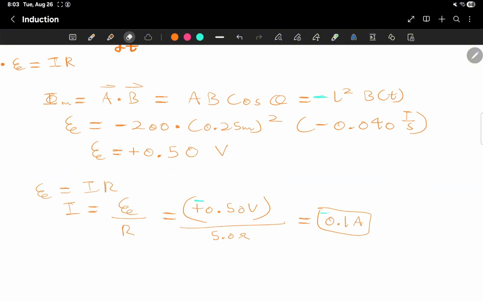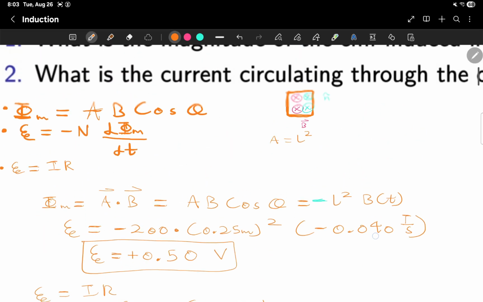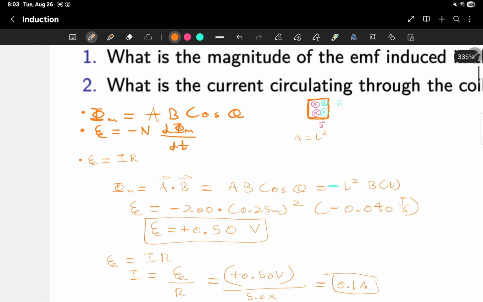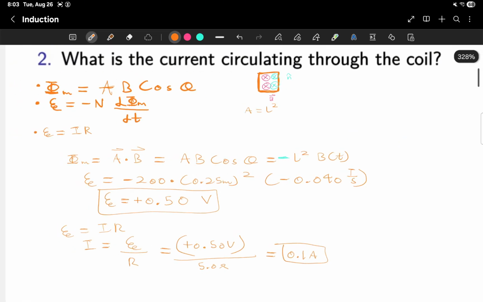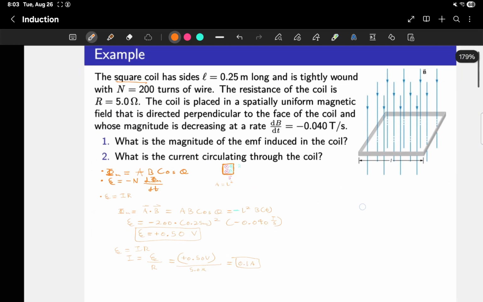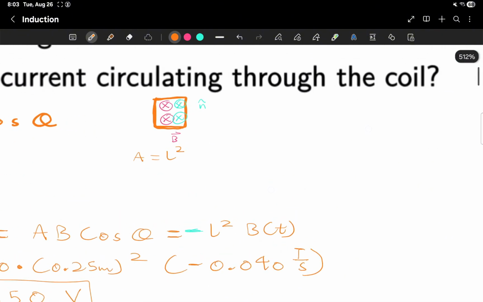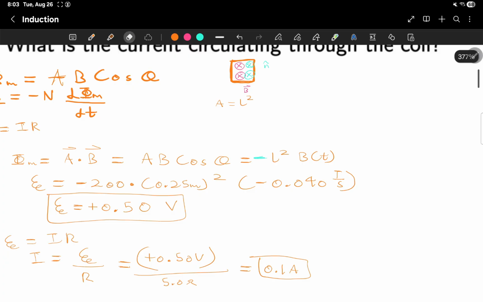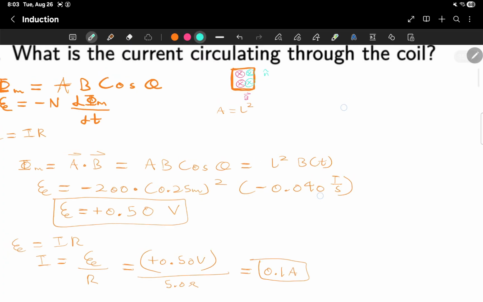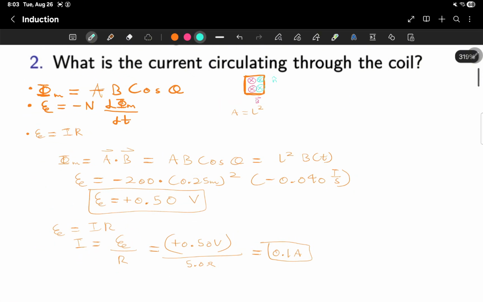Now, basically, what I was saying is, since the magnetic field is getting weaker, the current is trying to strengthen the magnetic field. I believe this is Lenz's law. So the current is trying to strengthen the magnetic field.